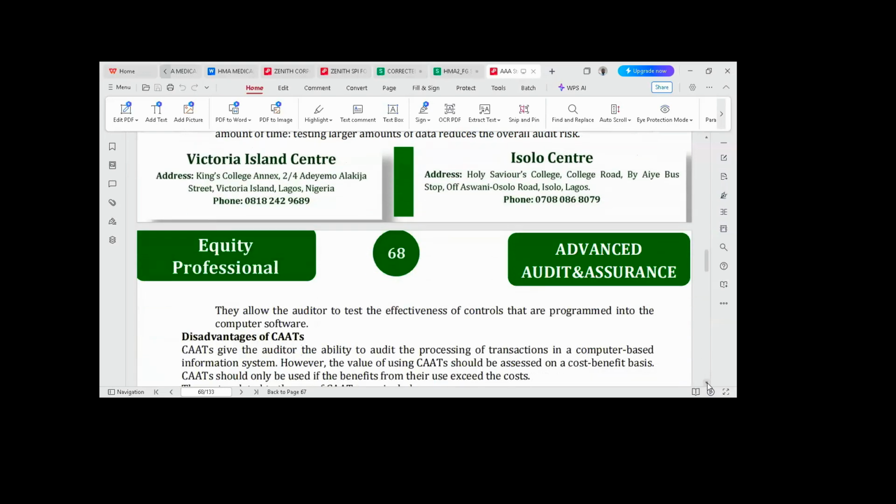Okay? The other advantage is that it allows the auditor to test the effectiveness of the controls. And that can be made possible by the test data. You're able to test whether the internal control systems that you have put in place are working or not. Number four, errors are minimized when you use CAT. Errors are minimized because of garbage in, garbage out. If you key in the wrong thing, it's going to give you the wrong thing. Errors are reduced because it is usually handled by people that are experts in that field. So these are the advantages.